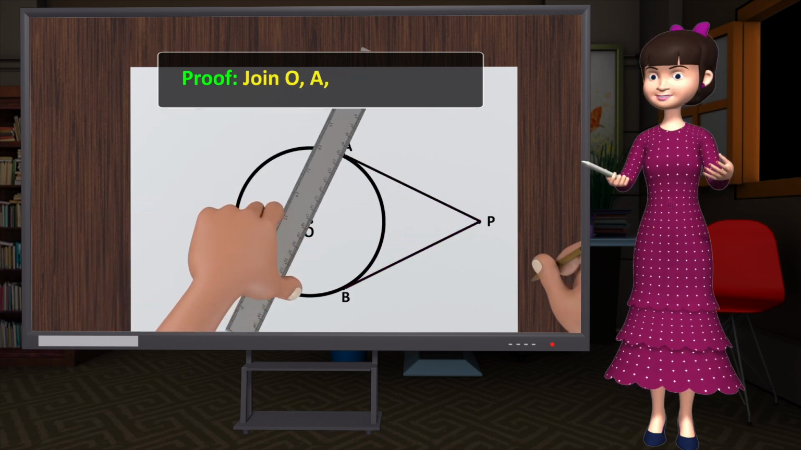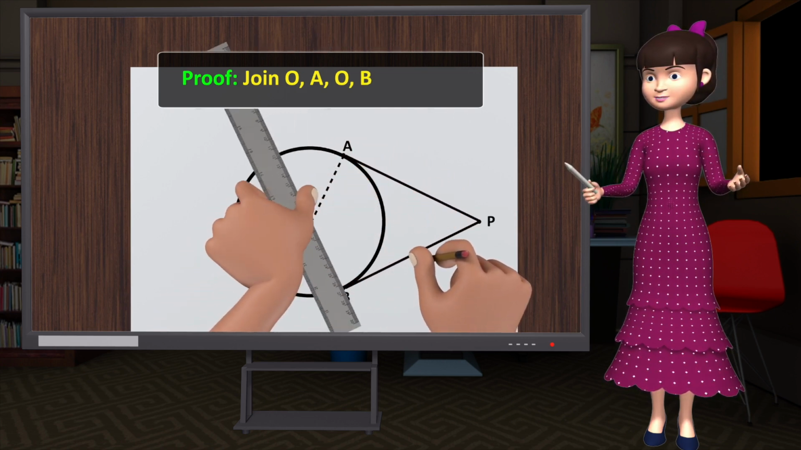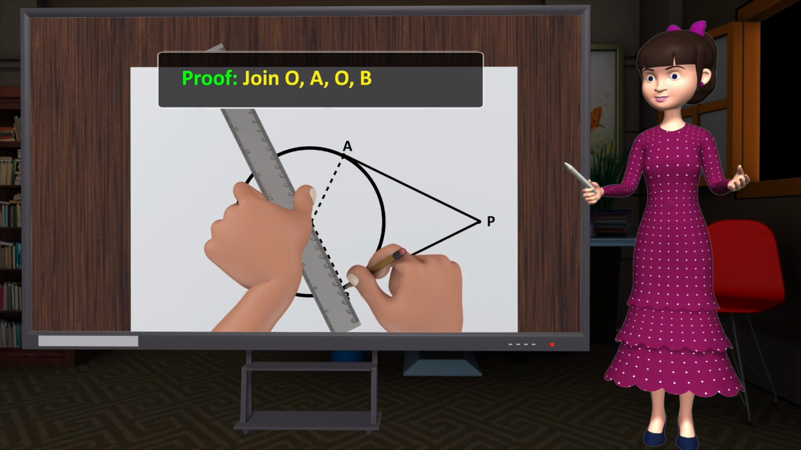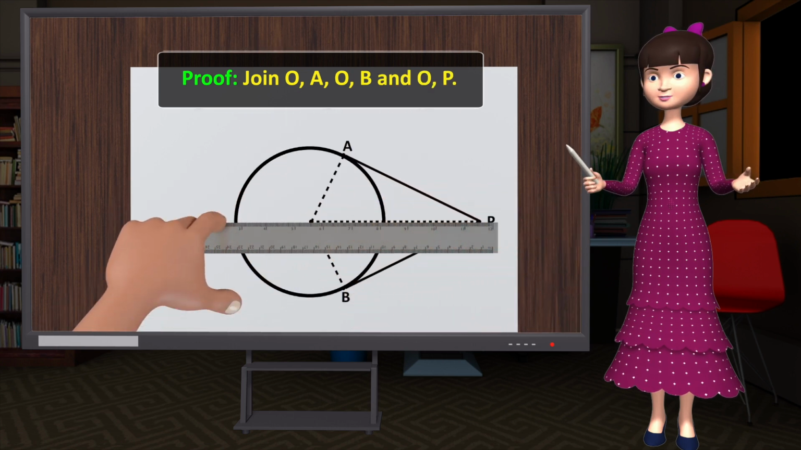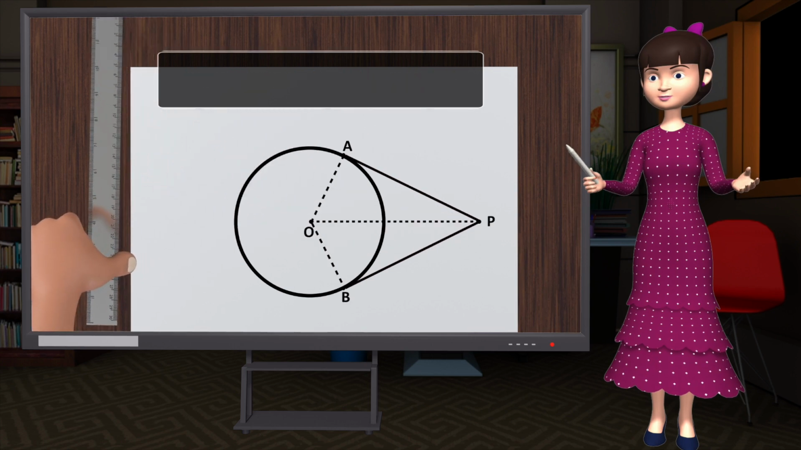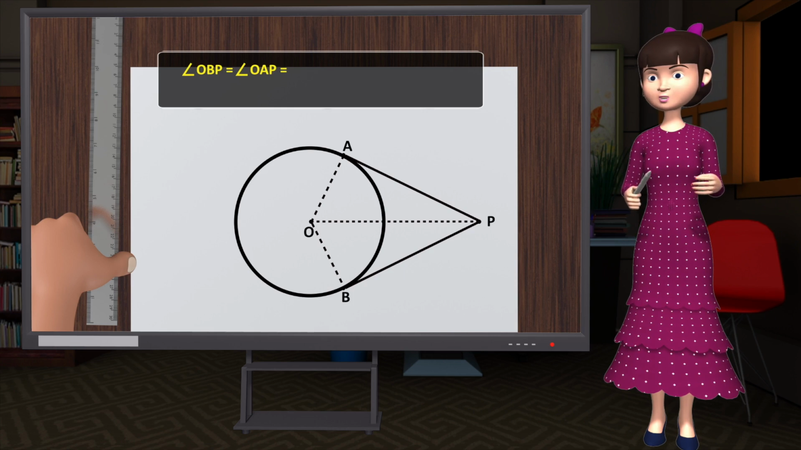Proof: join O to A, O to B and O to P. Since the angle between tangents and radii is 90 degrees, angle OBP is equal to angle OAP is equal to 90 degrees.